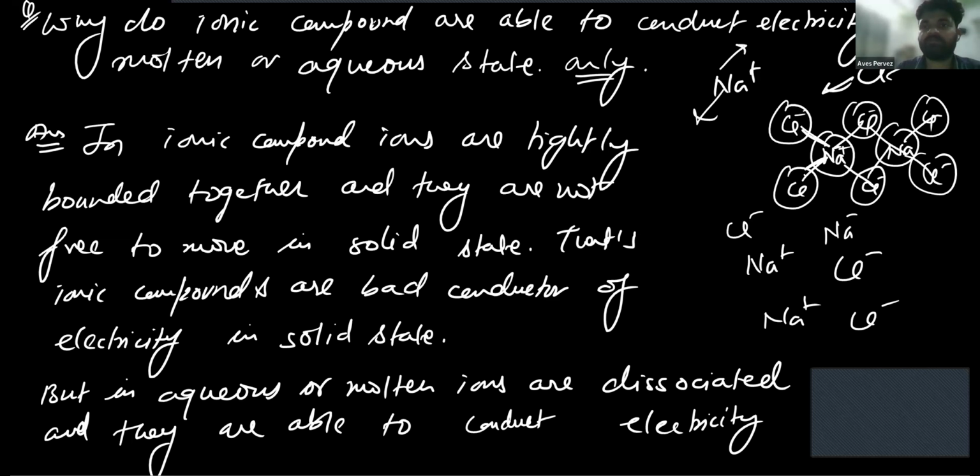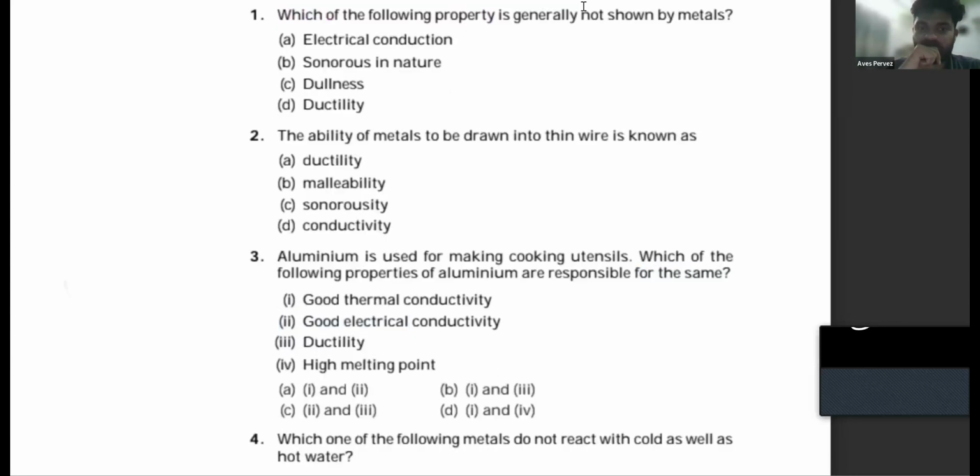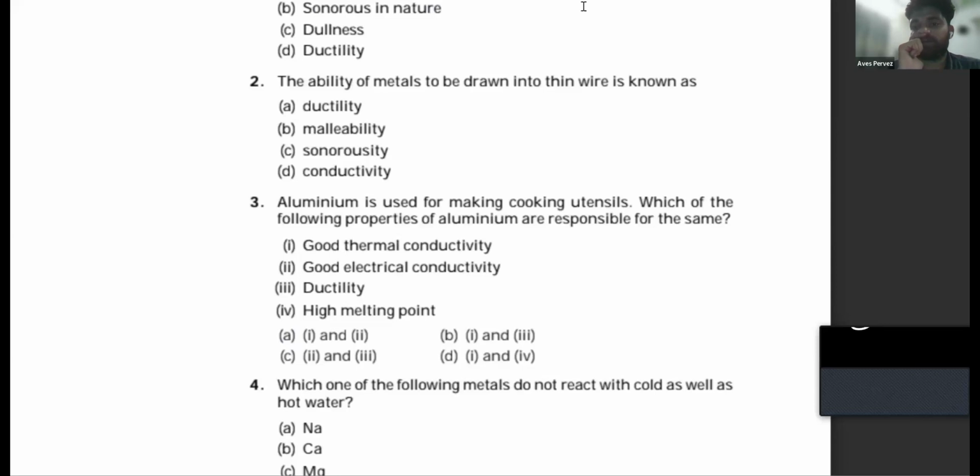Metals and non-metals. So these are the conceptual questions that are going to come in examinations. For example, which property is not shown by metals? Question number 1. Dullness is not shown by metals. The ability of metals to be drawn into wire is known as ductility, and malleability is the ability to beat them into thin sheets.